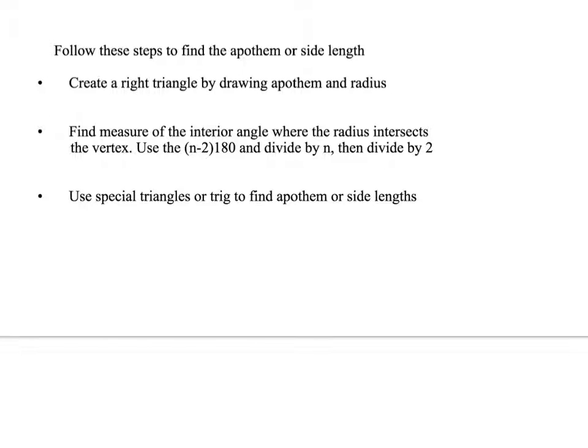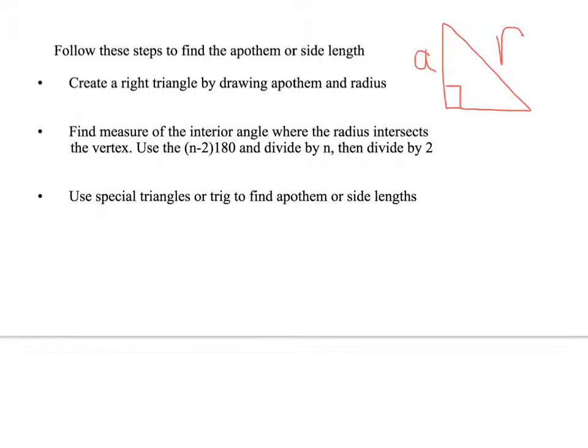Okay, here are some steps that we're going to have to use to find the apothem if it's not given, or the perimeter if it's not given. We definitely are going to want to create a right triangle, and we're going to draw the apothem and the radius. A lot of times our triangle is going to look like this. The hypotenuse is going to be the radius, and the apothem is going to be the side from the center perpendicular to the side of the figure. Where are we going with this? You got it. We're going to be using trig. We're going to be using special triangles to find what we need.